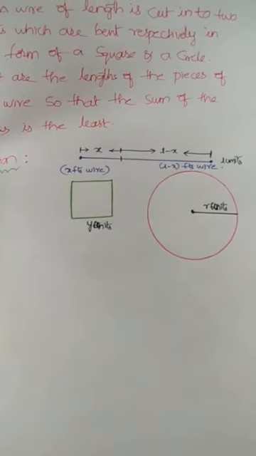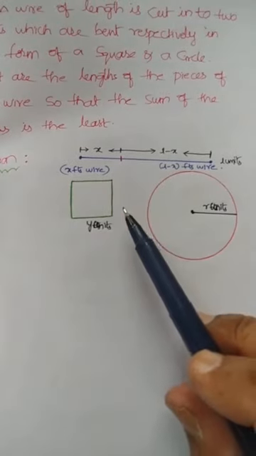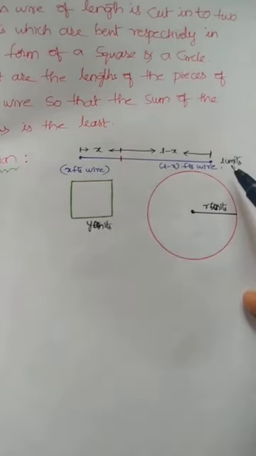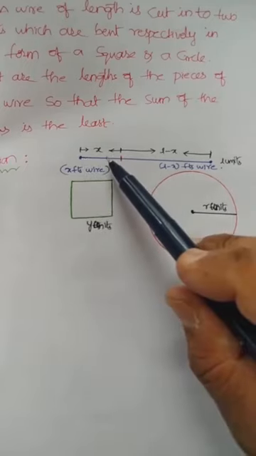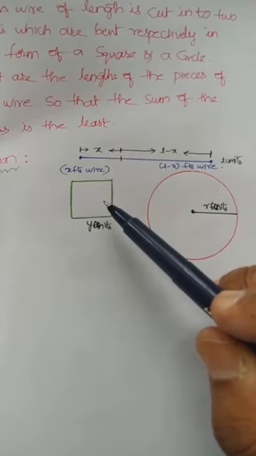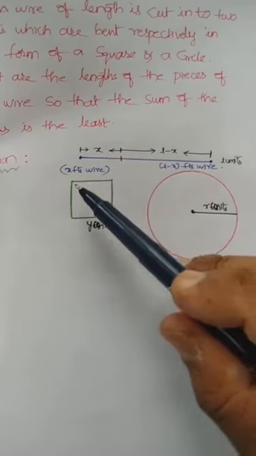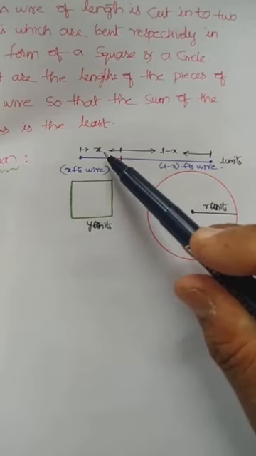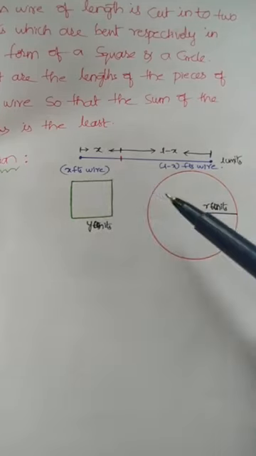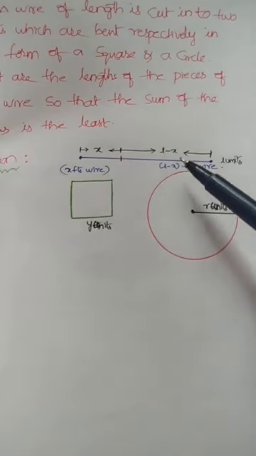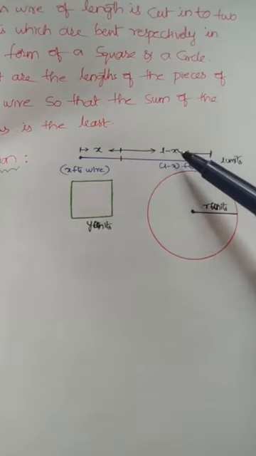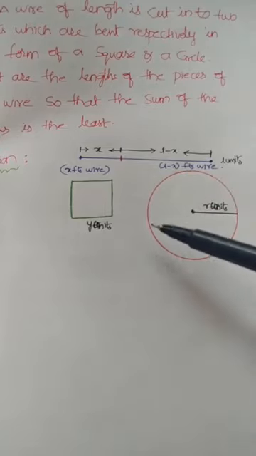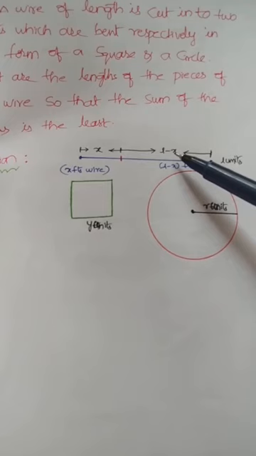One more thing you have to observe here: the total length of the wire is L units, and the x units of wire is made as a square, meaning the perimeter of the square must be equivalent to x units. In the same way, the remaining wire, L minus x, is made into a circle, so the perimeter of the circle must be equivalent to L minus x.